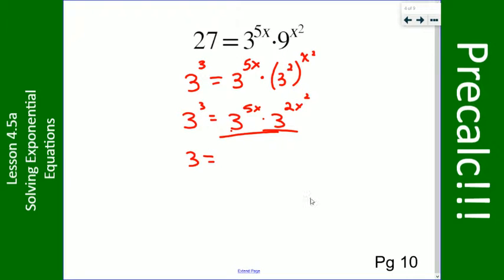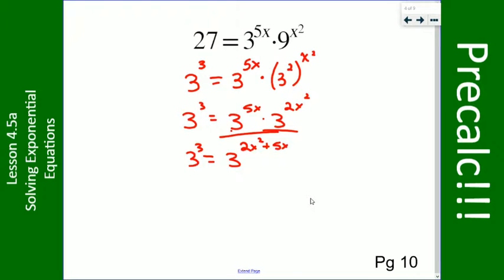So we have 3 cubed equals 3 to the 2x squared plus 5x power. The only way that can happen is if these two bases are the same.